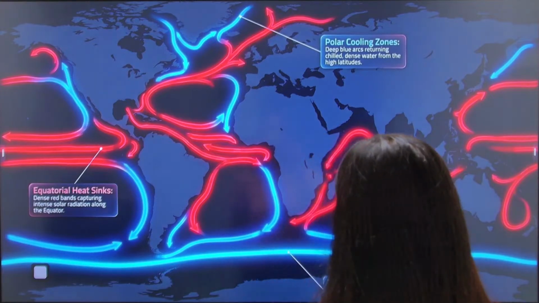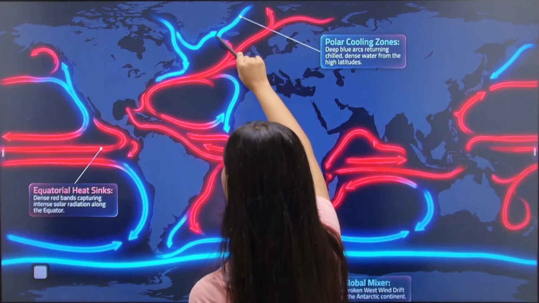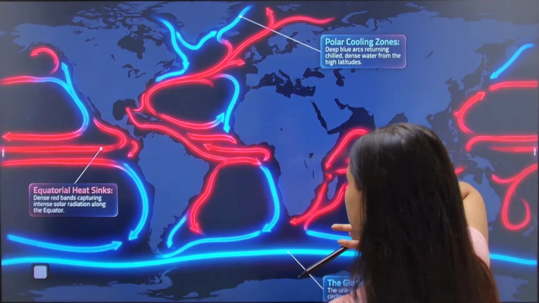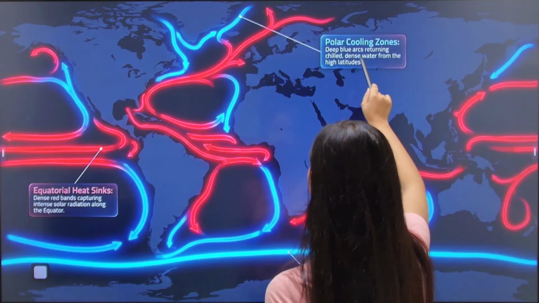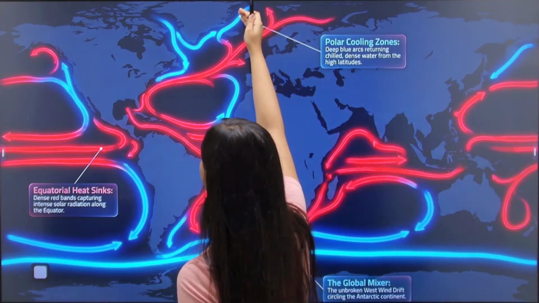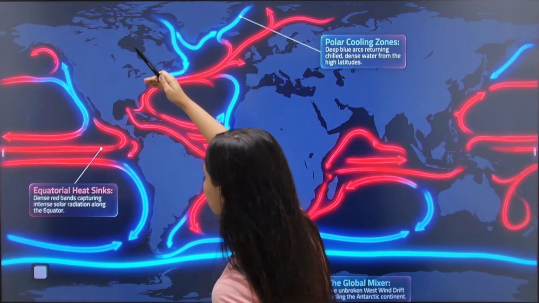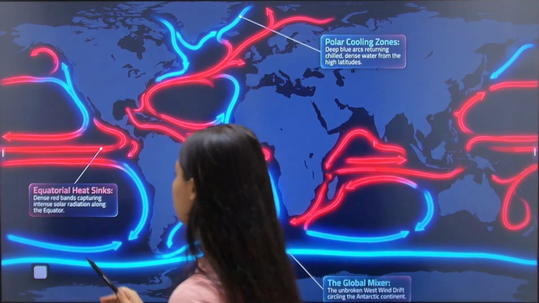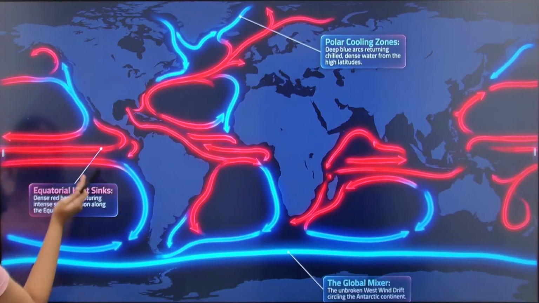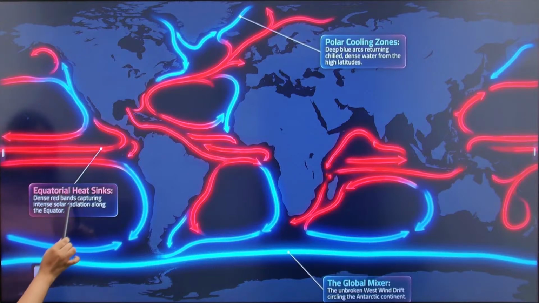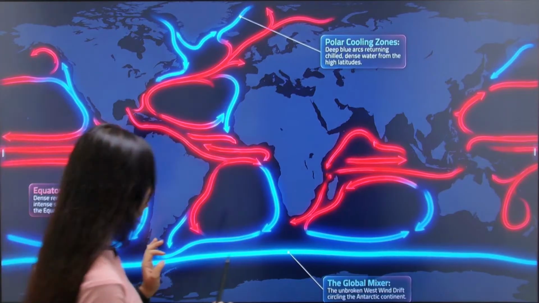Now look at this, polar cooling zones. The blue ones represent cold water, colder, denser and high salinity water. Polar cooling zones, deep blue arcs returning the chilled dense water from the high latitudes. From the high latitudes, this cold, dense and chilled water is moving towards the warm areas. Equatorial heat sinks. In the equatorial region, this warm, light and low salinity water will get transported upwards and downwards along towards both the poles. Dense red bands capturing intense solar radiation along the equator, right?